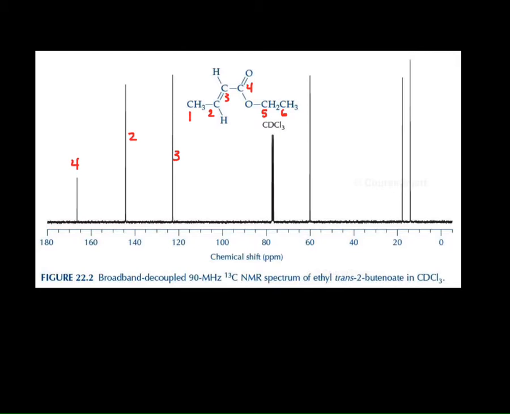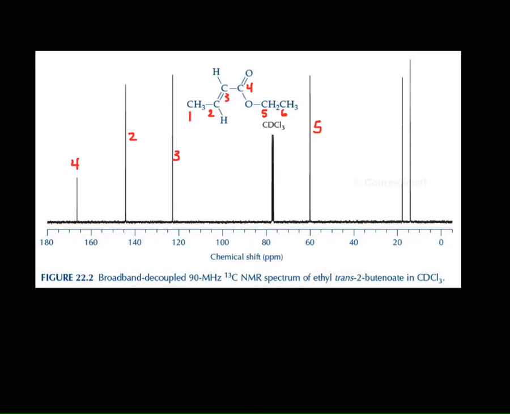Now, moving on, I see a peak at about 60 parts per million. What do I have left? I have two methyl groups and I have a methylene group. Now the methylene group, that CH2 group, notice, is connected to an oxygen. And if you look at the table, you see that carbons connected to oxygens have a chemical shift around 40 to 70 parts per million. So this I can label carbon number 5 with pretty good reliability.